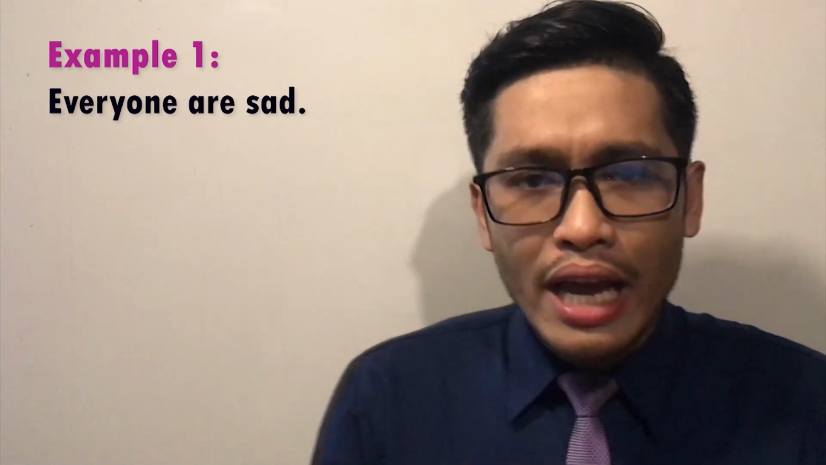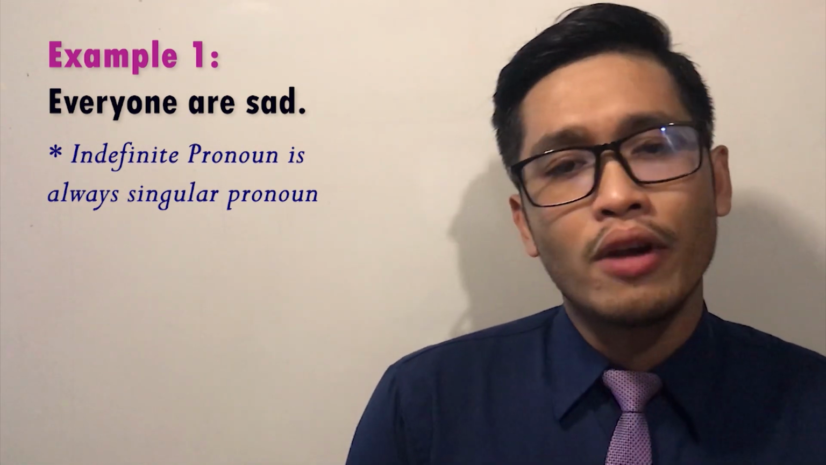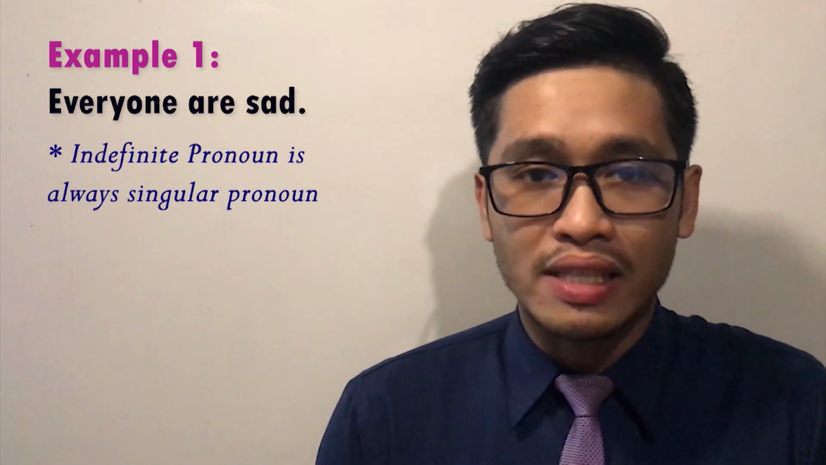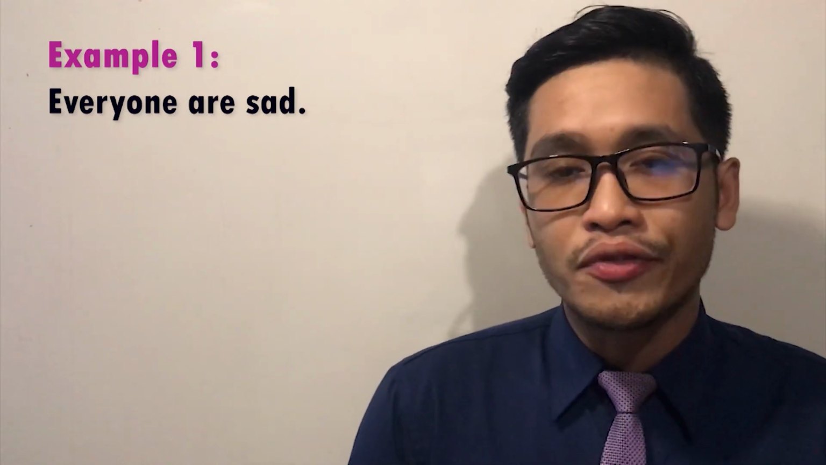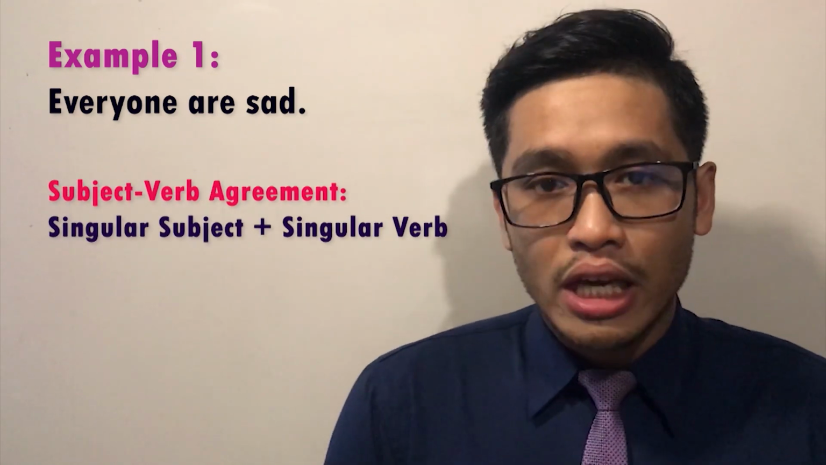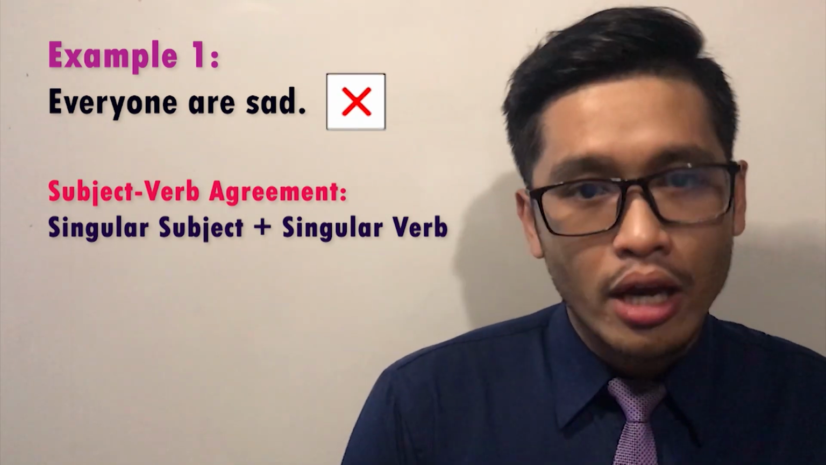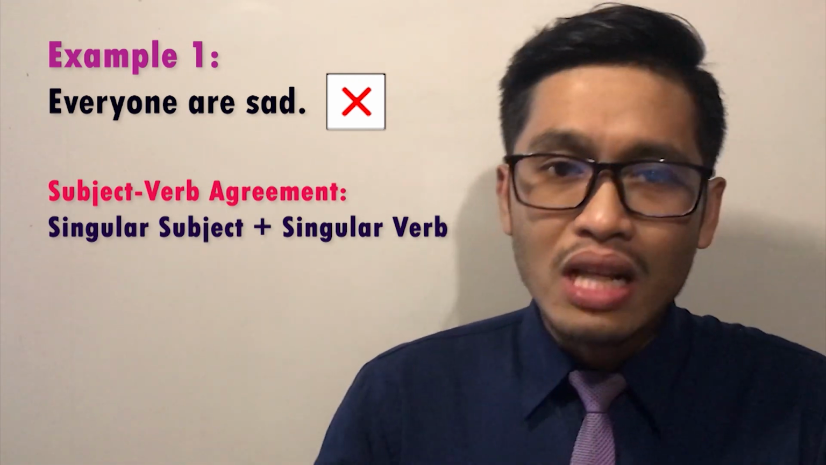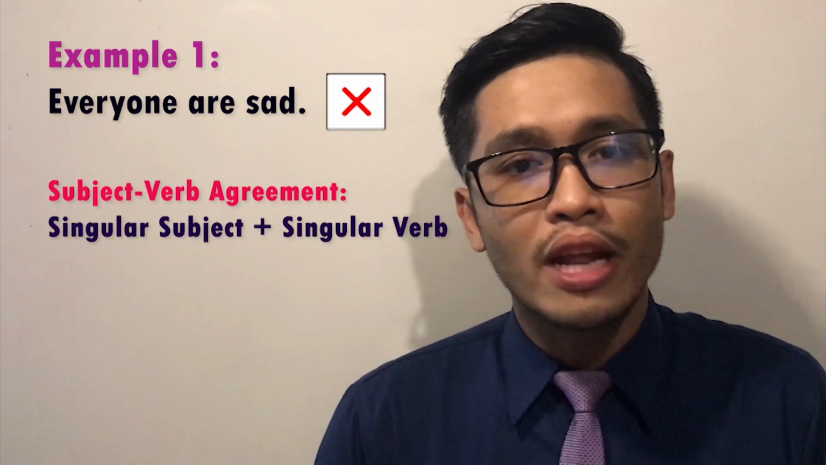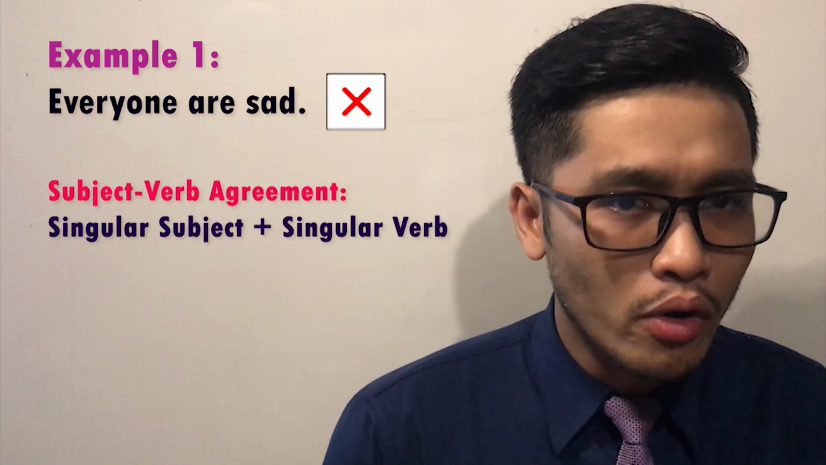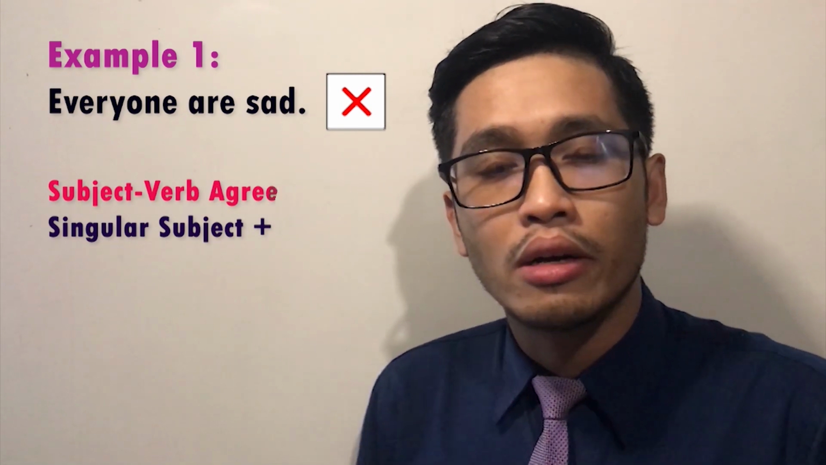Okay, so an indefinite pronoun is always a singular pronoun. So when an indefinite pronoun is used as the subject of a sentence, it is the singular subject. According to the subject-verb agreement rules, a singular subject is always followed by a singular verb. So singular subject plus singular verb. A singular subject can be a singular noun or a singular pronoun. And because an indefinite pronoun is a singular pronoun, it is the singular subject. So it is always followed by the singular verb.